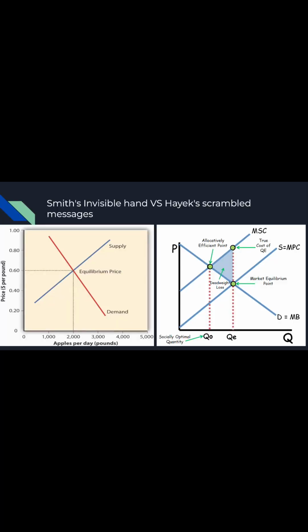Let's start by looking at Adam Smith versus the real world. Adam Smith and Hayek had different ways of describing supply and demand. Smith's invisible hand works only if prices reflect every cost and benefit connected to a decision, and Hayek described the prices as messages that sometimes get scrambled.